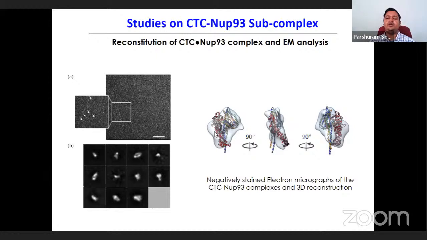So the red molecule here is NUC93, and then 3 molecules of CTC are shown in the 3 different colors. And this particular information gave us the clues that this particular organization of molecules is in V shape. And probably we need to add some more molecules to get higher details.